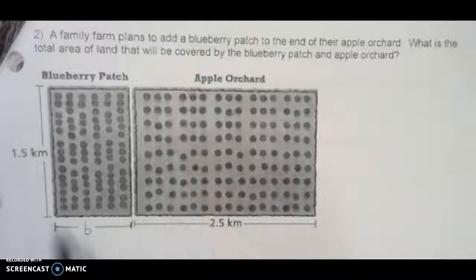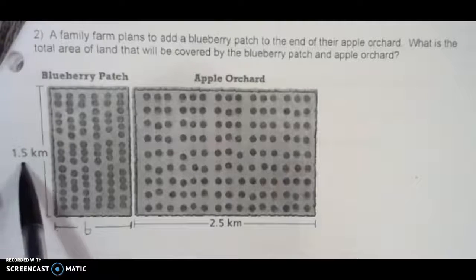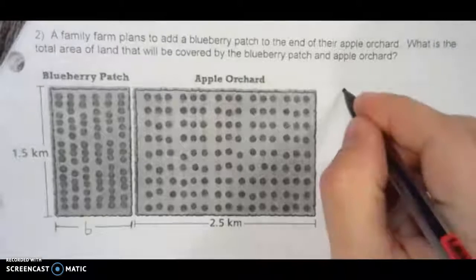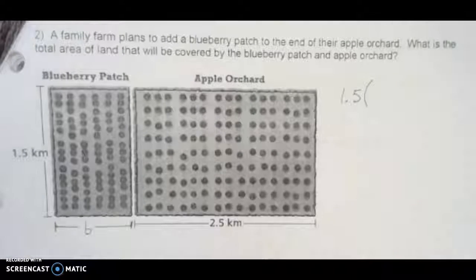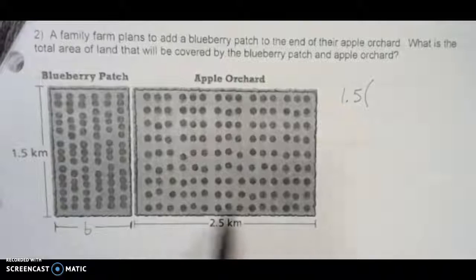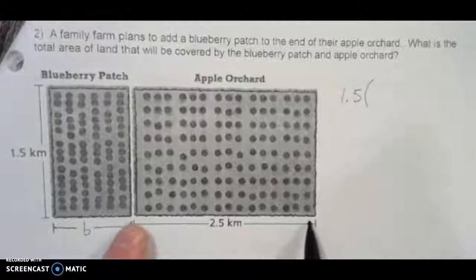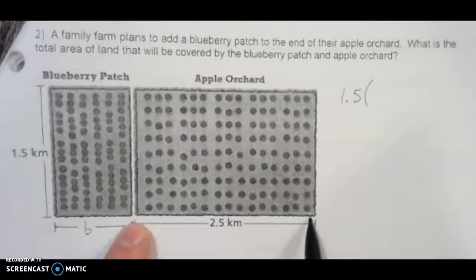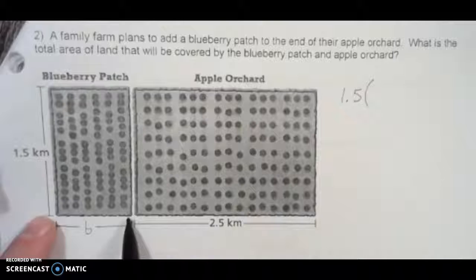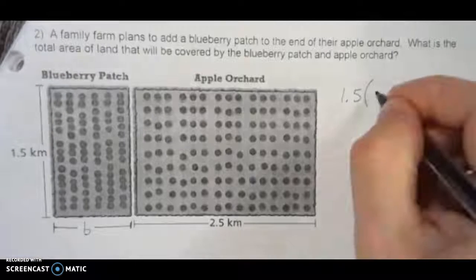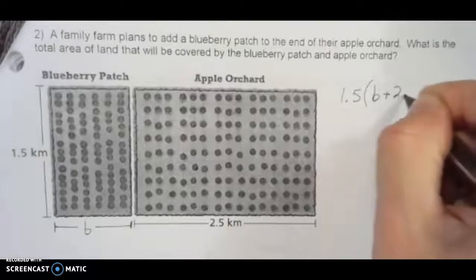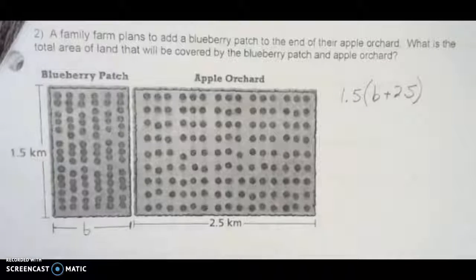So again, all together it's rectangular. So we're going to have to do the length times the width again, just like we did before. And looking at the width of each right here is 1.5 kilometers. So we're going to do 1.5 kilometers times the entire length, which we're going to call B plus 2.5 kilometers. 2.5 kilometers was the length of the original apple orchard plus the added length of the blueberry patch B. So we're going to call that B plus 2.5 kilometers.